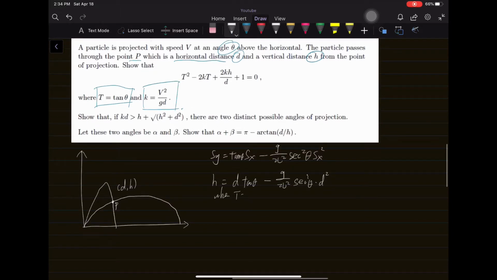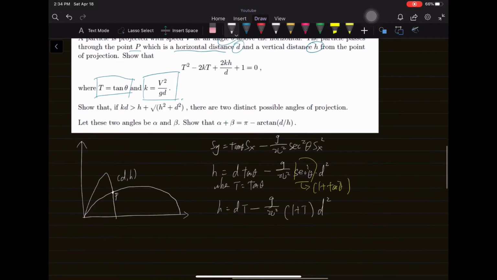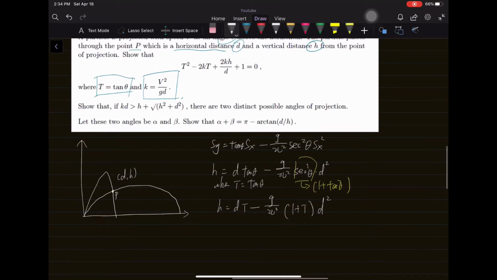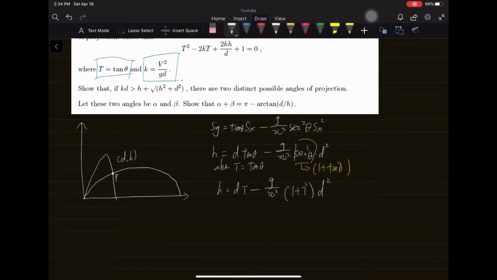When t equals tangent theta, we get h equals dt minus the term, because watch out here, sec theta squared equals 1 plus tangent theta squared. So now we get this, and we rearrange the equation quickly.